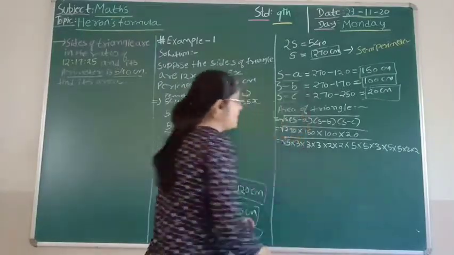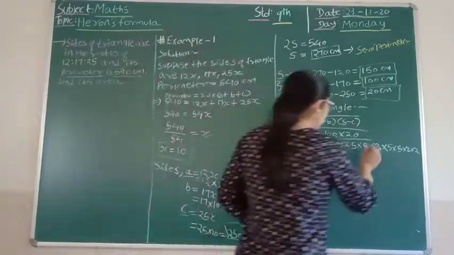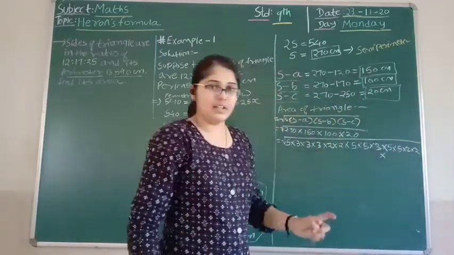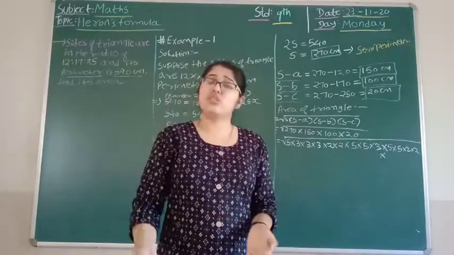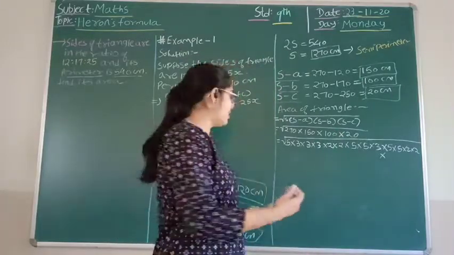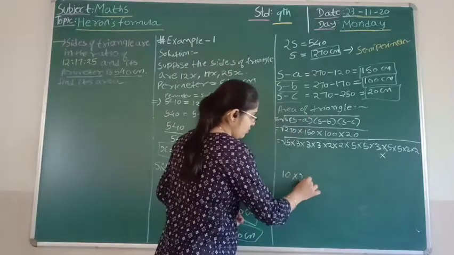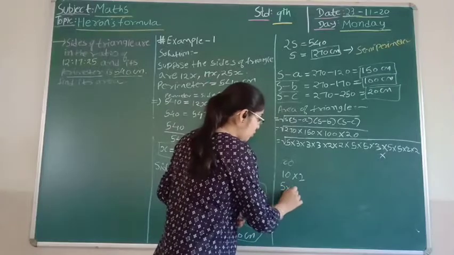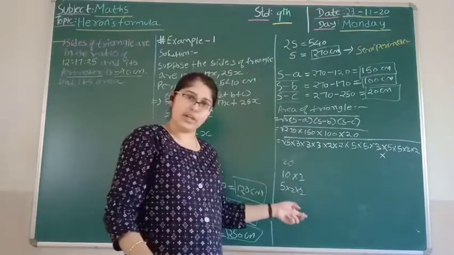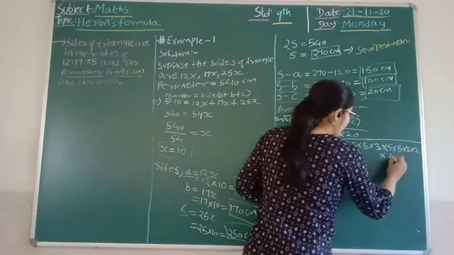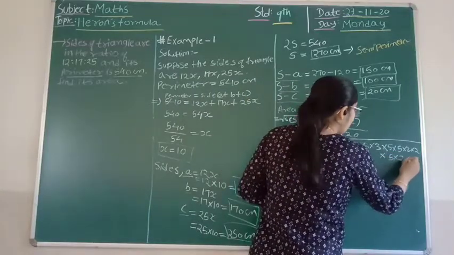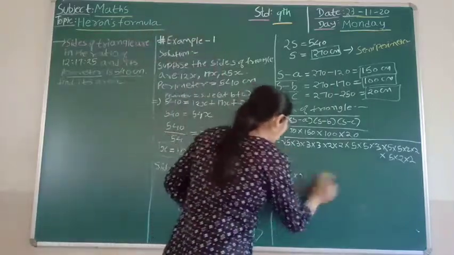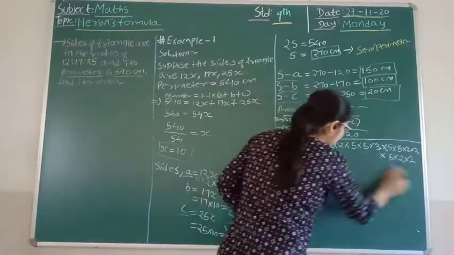Now if I go for the factorization of 20, it is quite simple. 10 into 2 is equal to 20. That is 10 into 2. And 5 into 2 into 2 means again 20. Then I do here 5 into 2 multiplied by 2. So students, this is how we can simply factorize this.